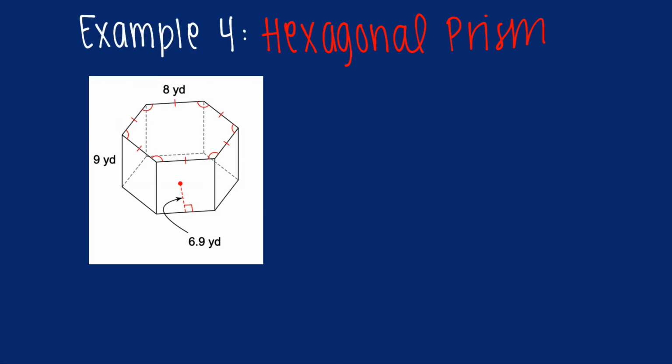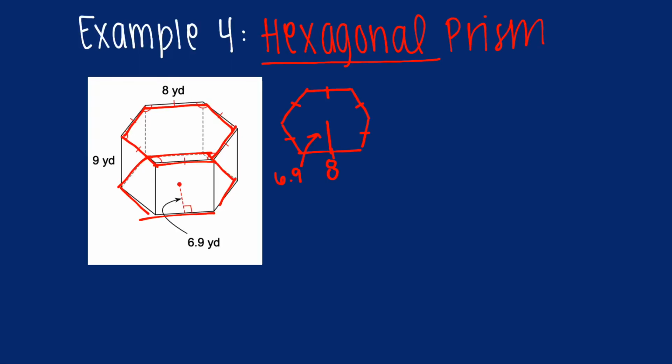Example 4 is a hexagonal prism. So that means my bases are these hexagons. They are regular hexagons. So there's one on the top and one on the bottom. I did draw the base off to the side. Hopefully if you draw it, it looks a little better.